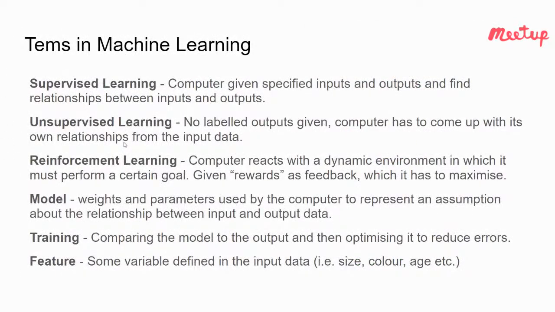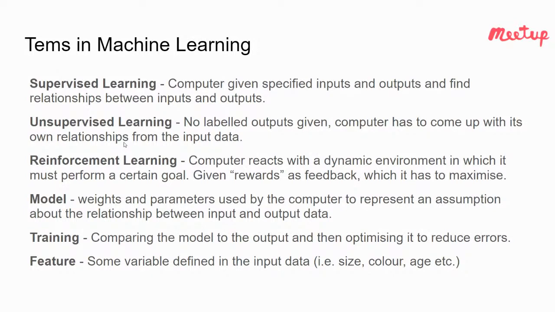So we have certain terms in machine learning. First one is called supervised learning. That's where the computer's given specific inputs and outputs that are known, and it tries to find relationships between the inputs and outputs. So the outputs have already been classified, or you already know what the answer is going to be.